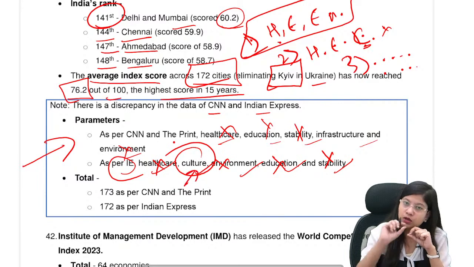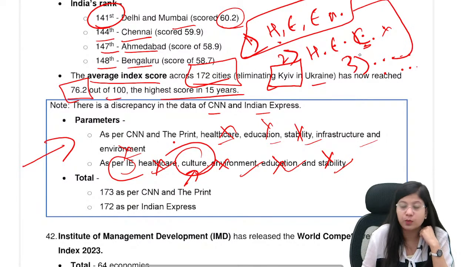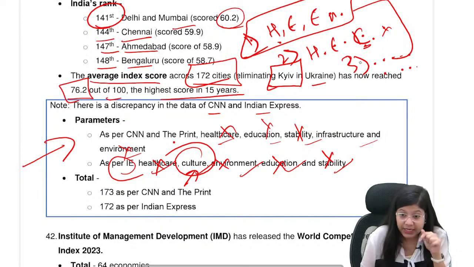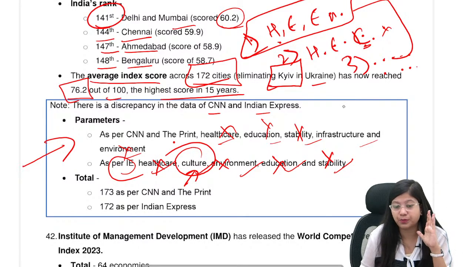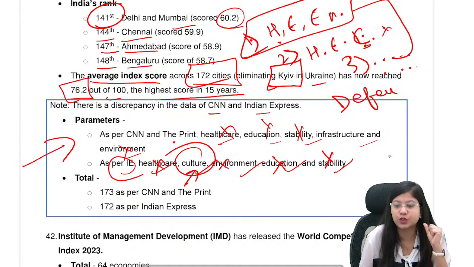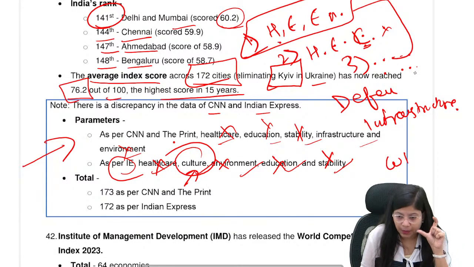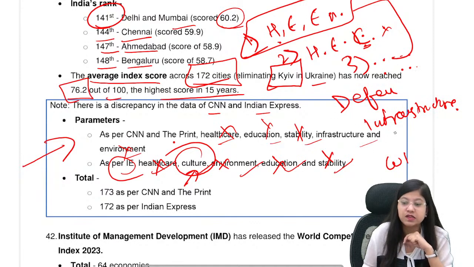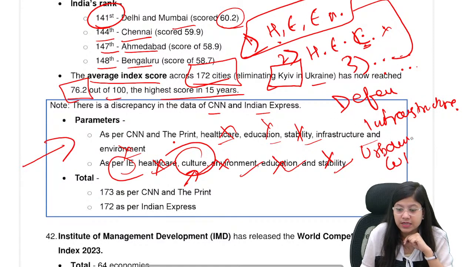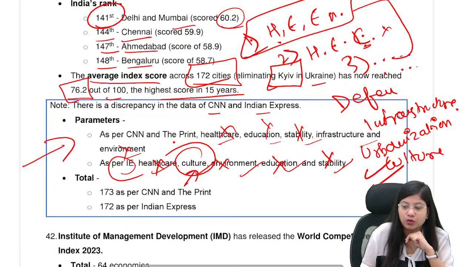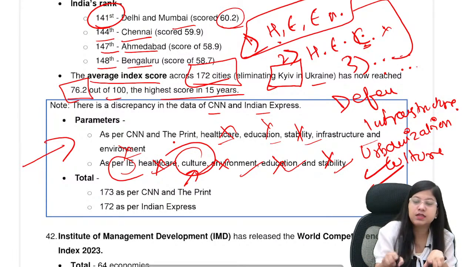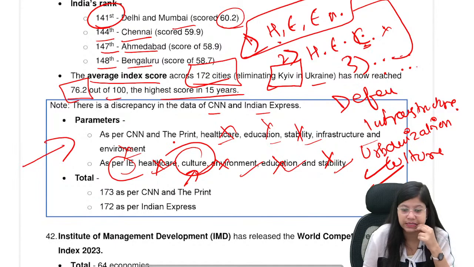So ऐसे याद कर लो, culture is the disputed one, and in case you get such options, then obviously you don't have to select culture. But in case you have been given different parameters, for example, defense हो गया, infrastructure हो गया, इस टाइप से कुछ options में है, then you can select culture. ठीक है? For example, which of the following is the parameter of the global livability index? Defense, infrastructure, urbanization, culture. So obviously you would choose culture, because out of these only culture featured in these options. Okay, I hope this discrepancy is clear.